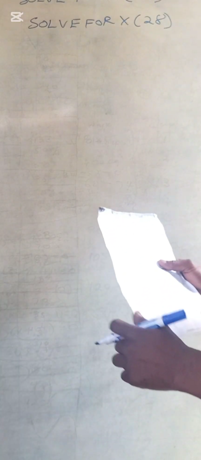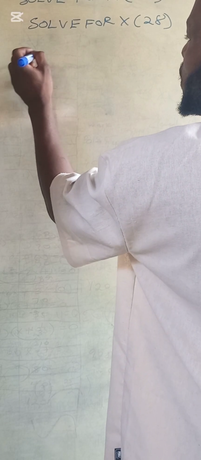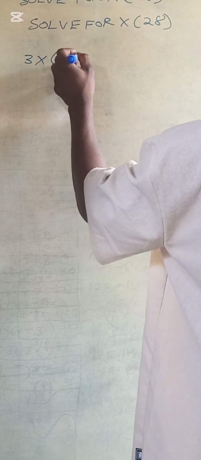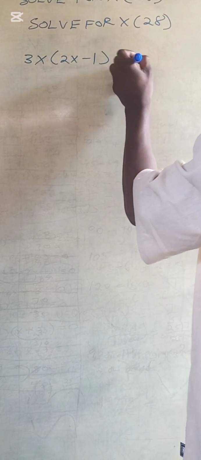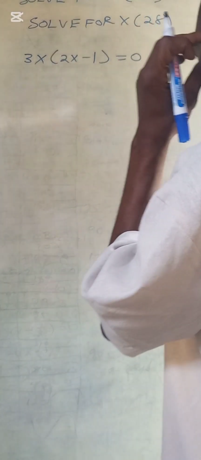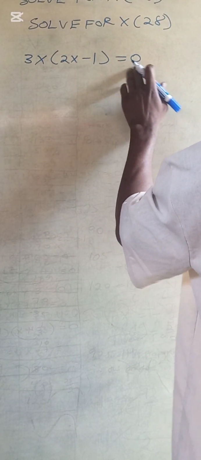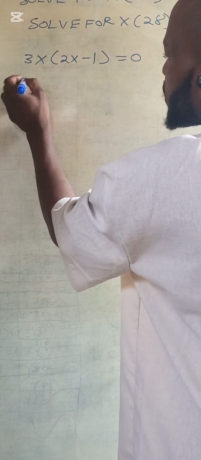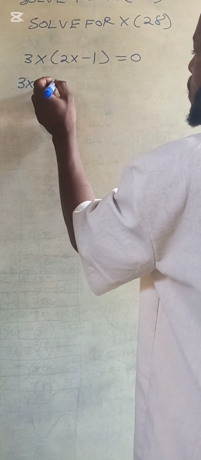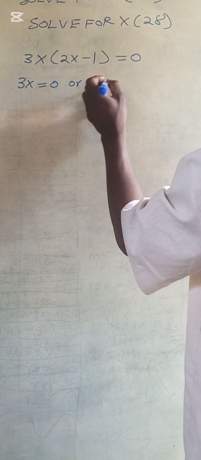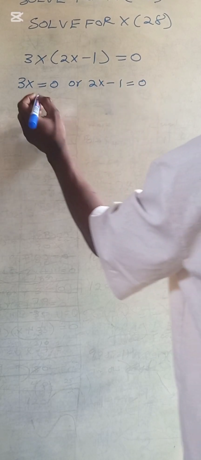For question one, it was 28 marks. First question: 3x into 2x minus 1 is equals to 0. So now we have two factors, and the factors are equal to 0. We can apply the zero principle. 3x is equals to 0, or 2x minus 1 is equals to 0.